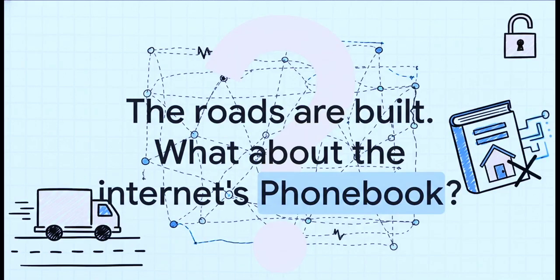So, we've mapped the highways and we understand the postal system. But knowing someone's street address is kind of useless if you don't know their name to begin with, right? So now that we know how the roads are built, what about the internet's phone book? That's what we'll be diving into next time.